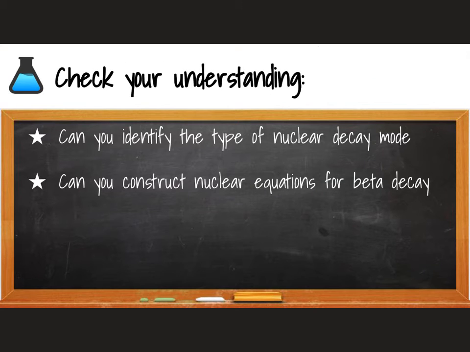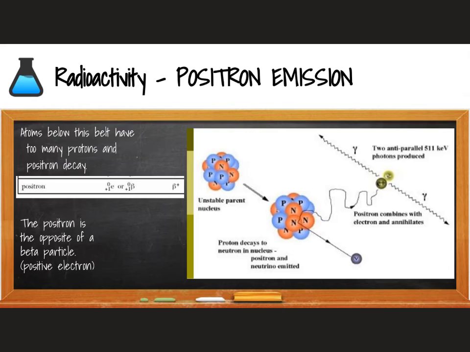So here you're going to check your understanding. Can you identify the type of nuclear decay mode from table N? Can you construct a beta decay equation? If not, time to go back and rewatch those parts. Now we're going to take a look at another type of decay. It's positron decay. They really do call it positron emission. They don't really refer to it too much as decay.